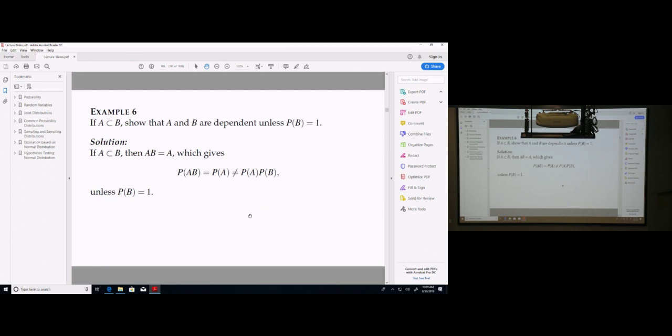Okay, if A and B are such that A is a subset of B, then A and B are dependent except for some trivial cases. The trivial cases are when B is really huge, B is taking up almost the entire sample space.